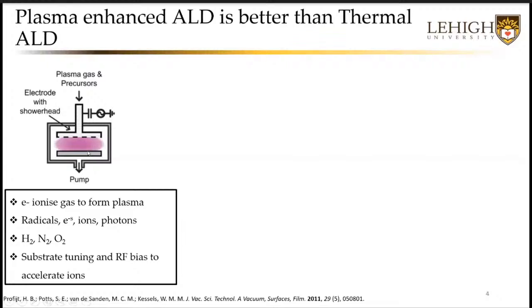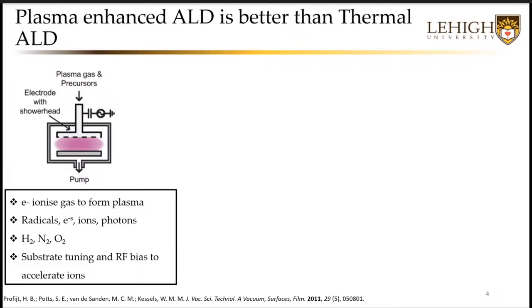Plasma usually has electrons which ionize the gas that forms a plasma. Plasma has free radicals, electrons, ions, and sometimes photons are emitted from the excited species. The commonly used gases for making plasma are hydrogen, nitrogen, and oxygen. Sometimes the substrate that is shown here is given a bias to accelerate the ions to manipulate the growth behavior of the plasma ALD.